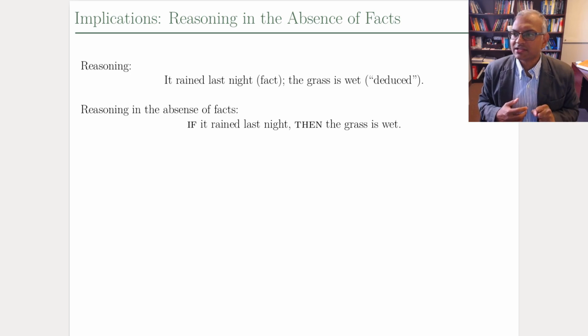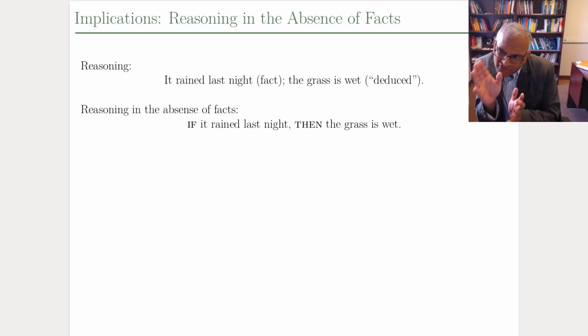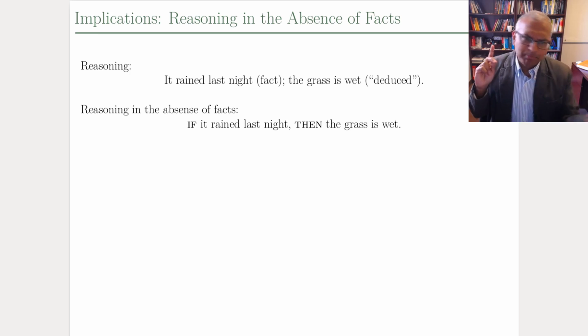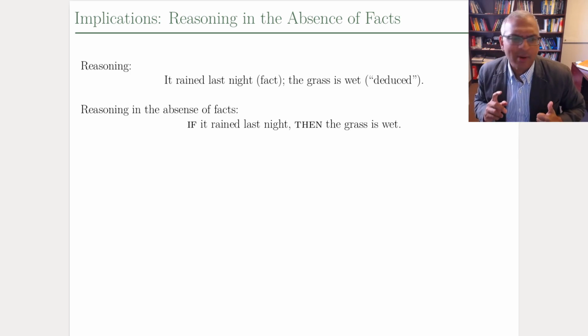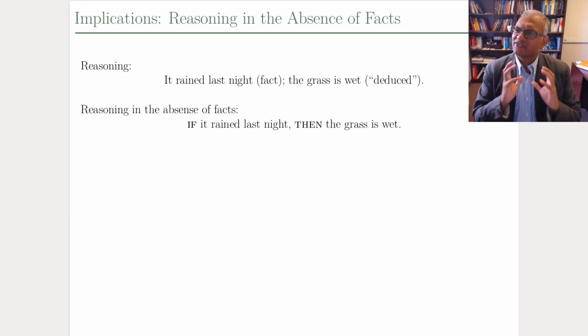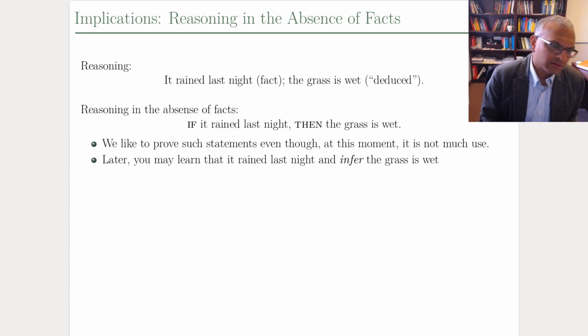The value of this link, the value of this reasoning in the absence of fact. So the value of showing that this implication is true is that if sometime later someone comes to you and says, you know what, it rained last night, you can immediately conclude the grass is wet because we have established the truth of this implication. So that's the value of implications. And now let me show you some more concrete applications of implication in the context of computer science and math in general.